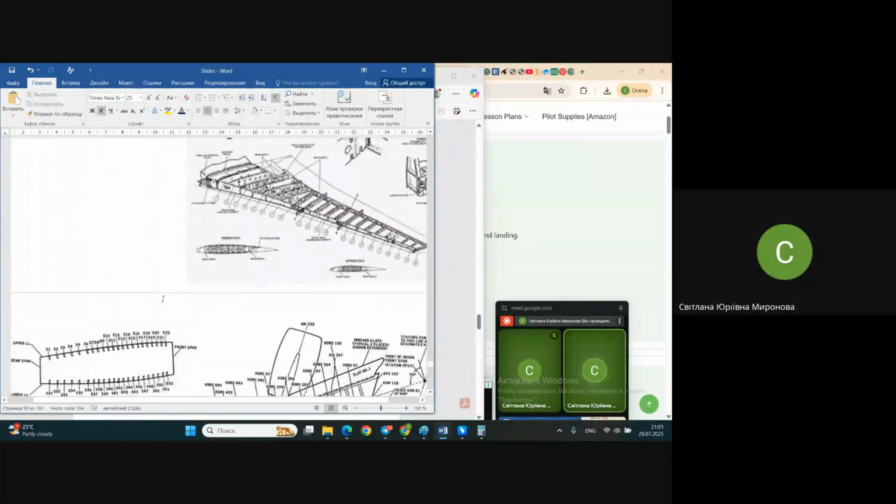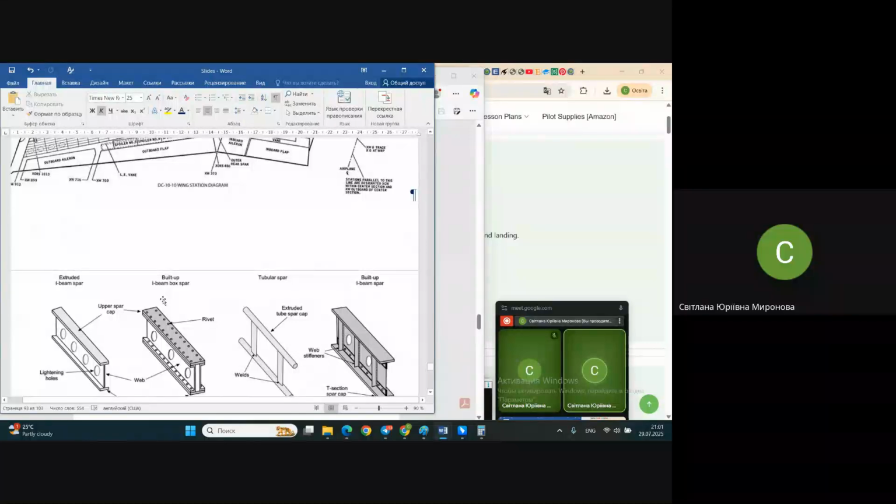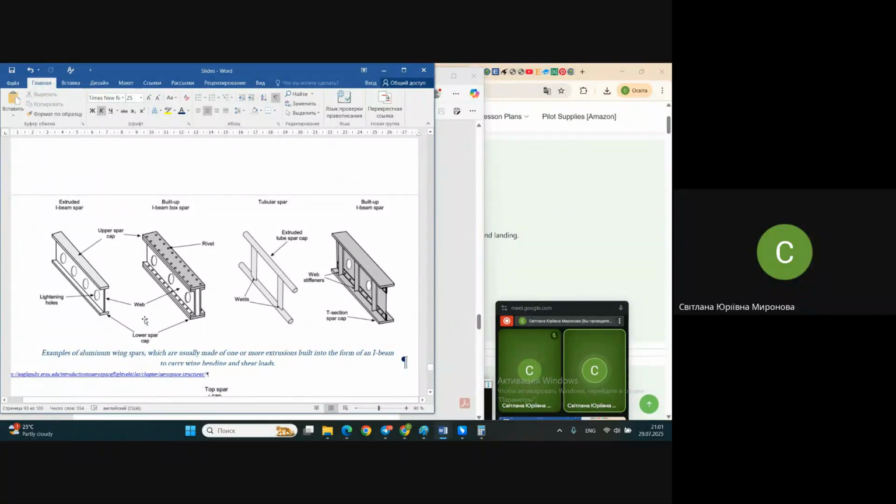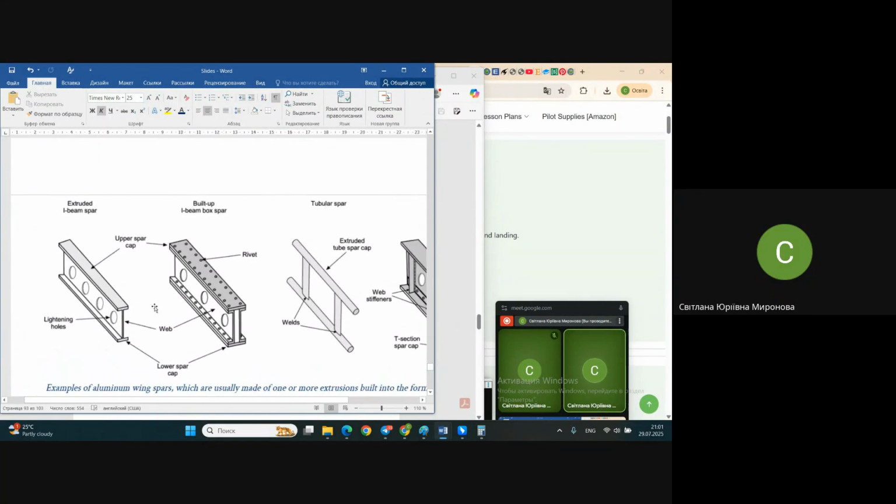Let's see one more explanation here, what a spar looks like. Look, why does it have such a weird shape? Why is it not just, I don't know, rectangular or even square in cross section?